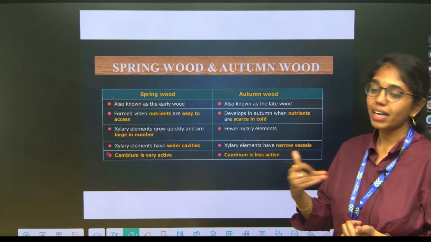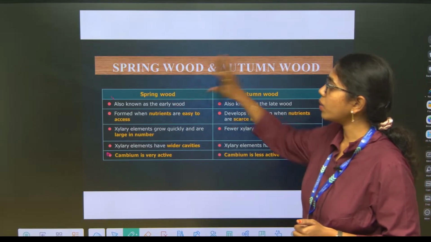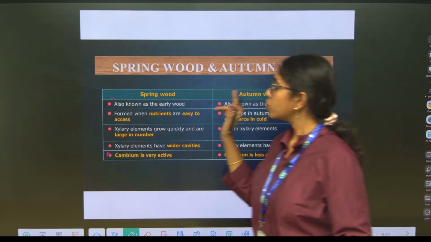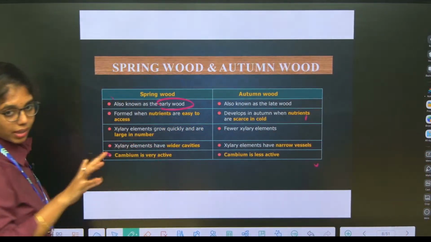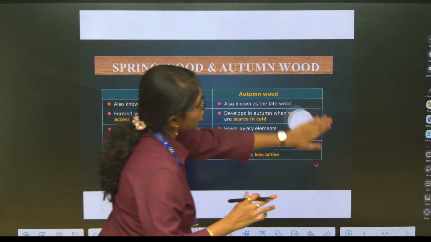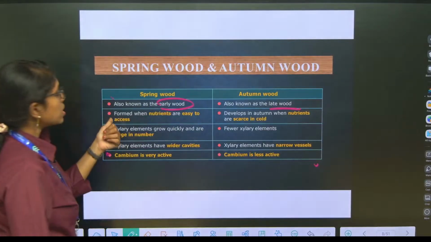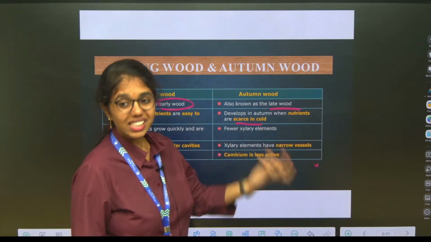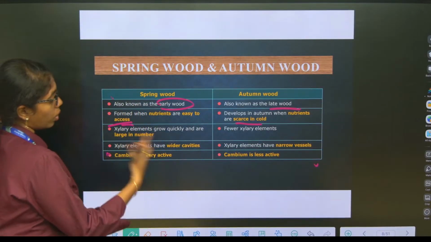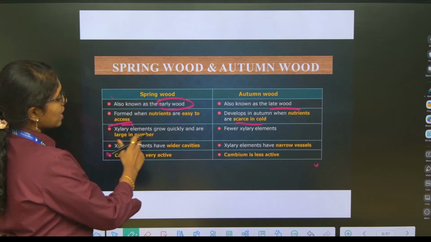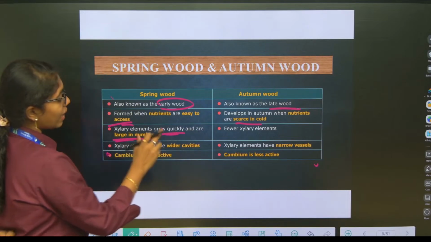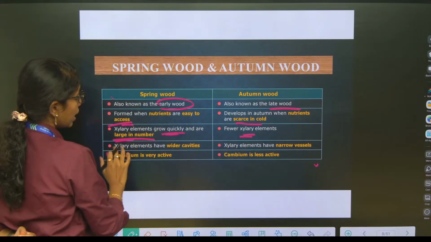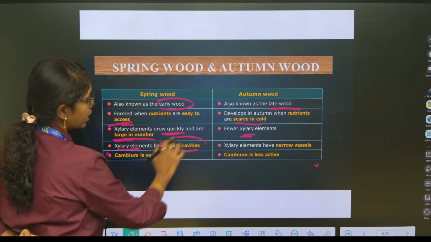The secondary growth pattern will be different. As such, we have spring wood and autumn wood. Spring wood is formed in the spring season and autumn wood in the autumn season. Okay. So, spring wood is also called early wood or first formed wood, and autumn wood is also called as what? Late wood. Spring wood is formed when nutrients are easy to access, whereas autumn wood is formed when nutrients are scarce, that is in the cold season, under cold conditions. Next, here xylary elements will grow quickly and they are in larger number, whereas here you can see few xylary elements. Here xylary elements will have wider cavities, okay.